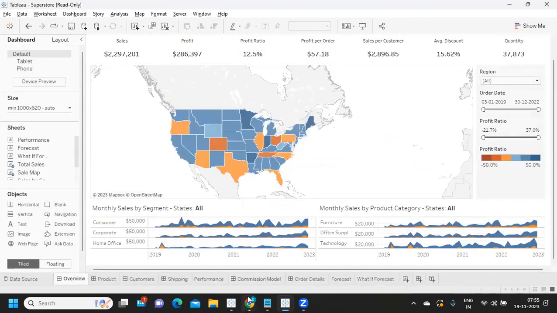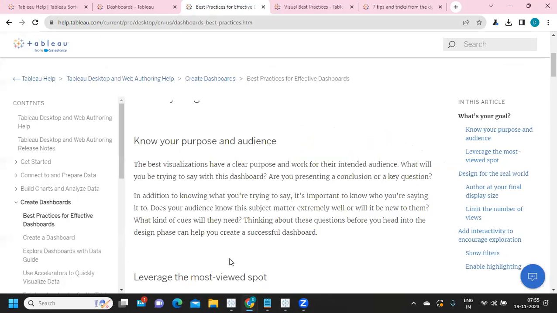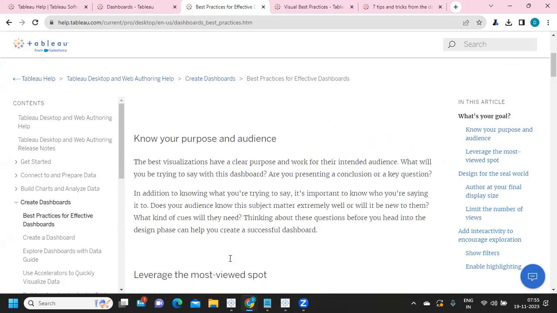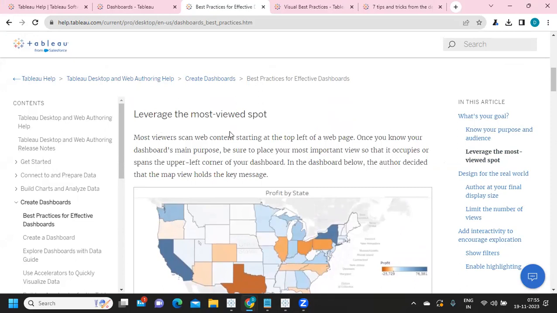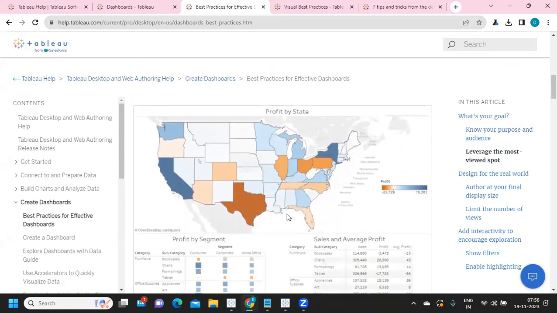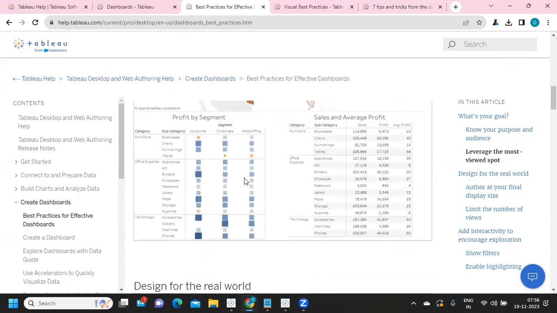So third important part is designing for the real world, or you know, see here, leveraging the most viewed spot, the second point that we discussed. So here it is giving the example. So here he has used this space to tell about the profit by state.